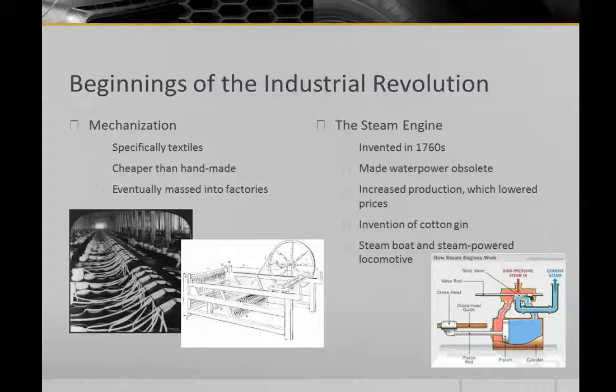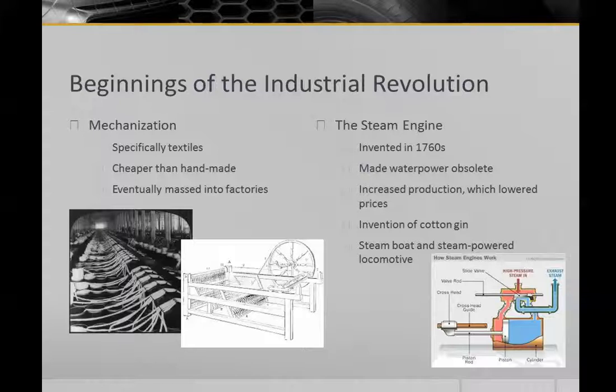These new inventions, these muscle-powered wood and iron machines, were a hit with manufacturers because they cranked out cloth faster and cheaper than hand-making methods. Bigger and quicker machines were developed, and they eventually turned into factories. Now, the steam engine. By the 1760s, inventors in Great Britain had developed the steam engine, and you have a little diagram down there showing what the steam engine actually was.